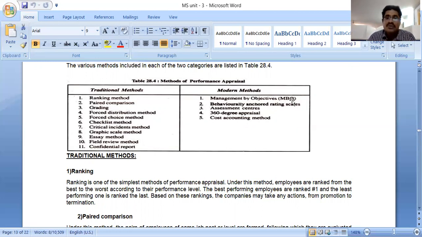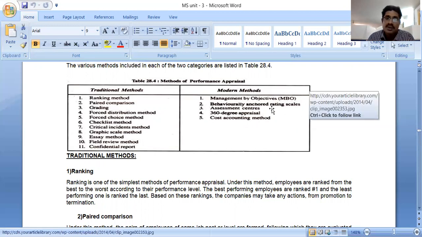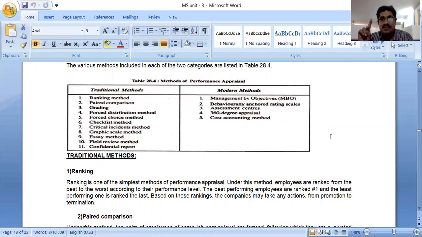Next, coming to MBO. MBO means checking whether target-related activities were performed or not. Next, BARS, the behaviorally anchored rating scale method, is a combination of two things: the critical incident method and ranking methods. Next, the 360-degree rating method. The employee will be appraised by his hierarchies, his subordinates, and the same category of people from other departments. This type of appraisal is called the 360-degree rating method.